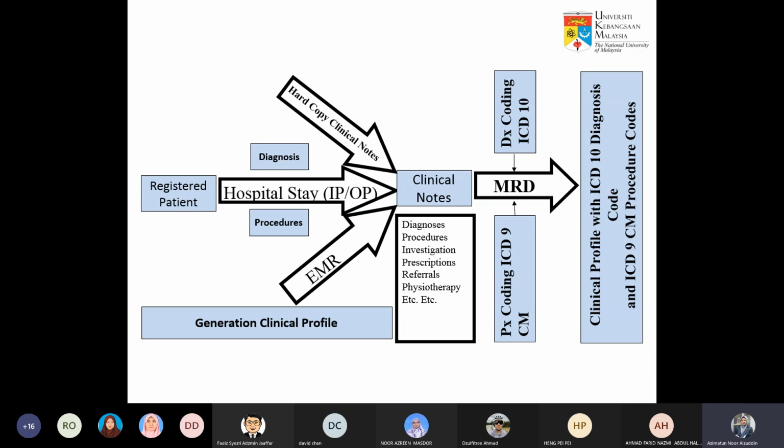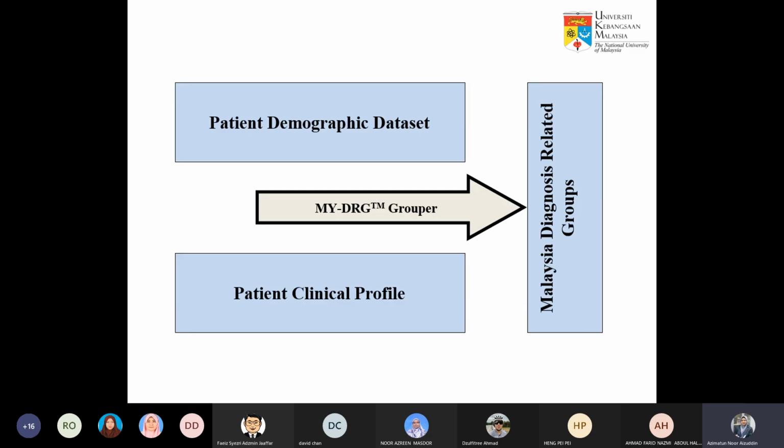Ya, barulah kita kodekan ya menggunakan ICD-10 untuk diagnosis coding, kemudian ICD-9 CM untuk prosedur coding, dan jadilah major group of related diagnosis ya. Daripada situ kita dapat groupkan the patient kepada DRG. Okay, so this how my DRG grouper.